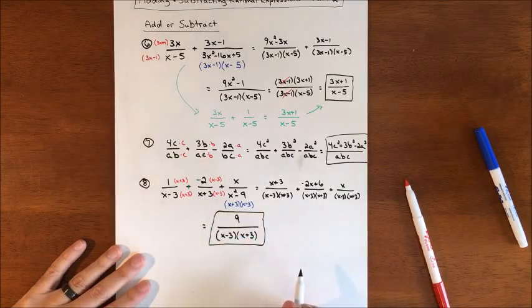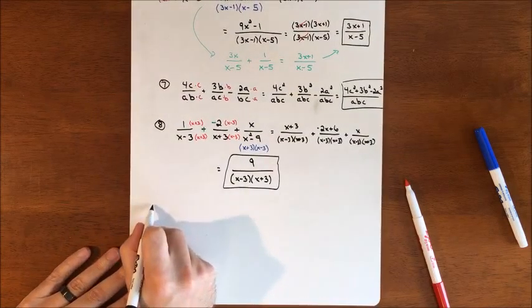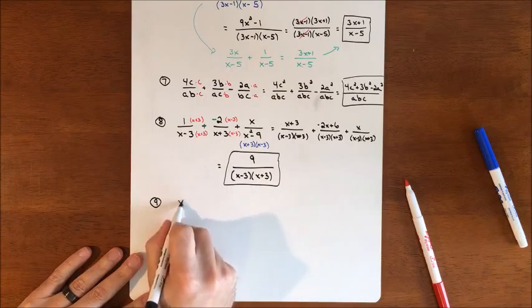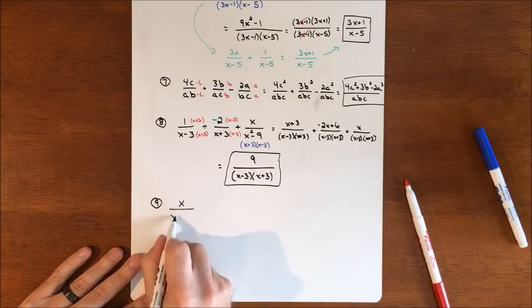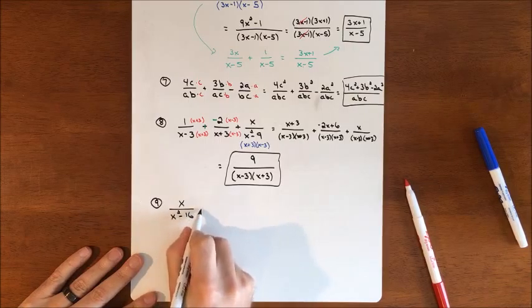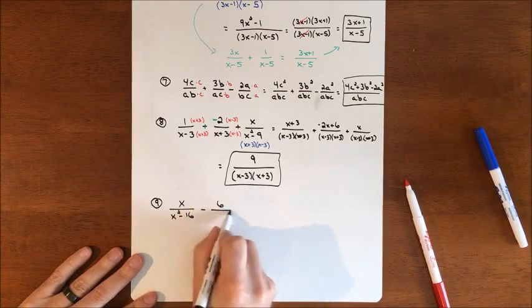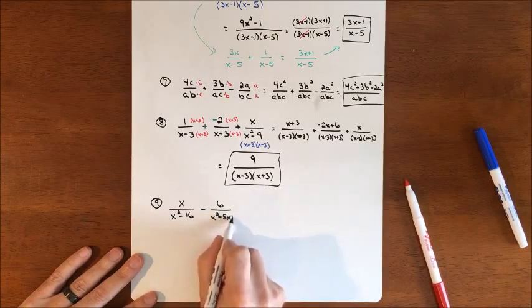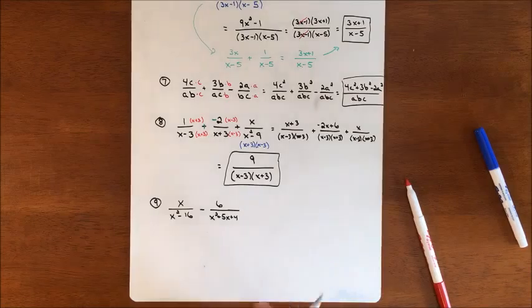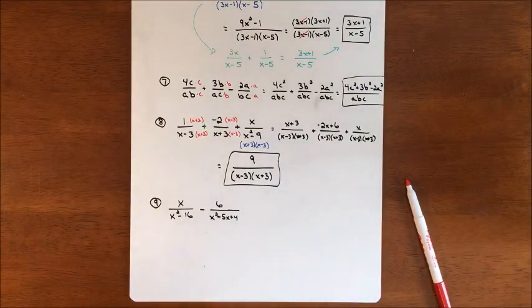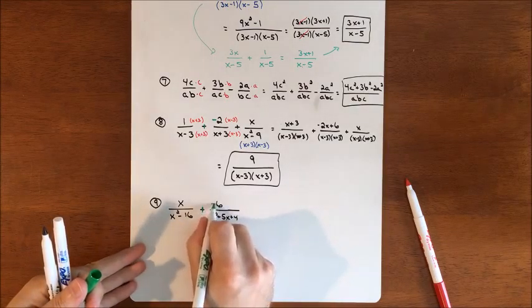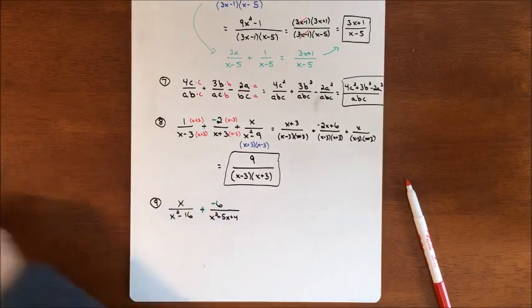Alright, now let's put together one more. So if we have x over x squared minus 16 minus 6 over x squared plus 5x plus 4. Alright, so we need to find factors, see what they have in common. I really don't like the subtraction of 6, so I'm going to change that right away. I'm going to add and make that a negative 6, so if I have to multiply it, I'll distribute a negative through.